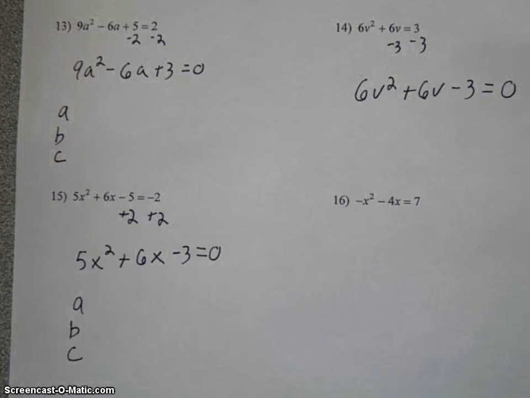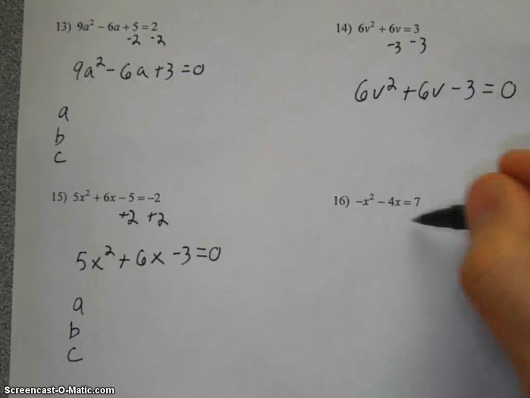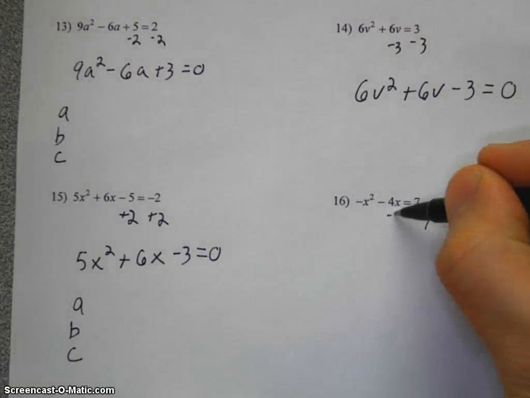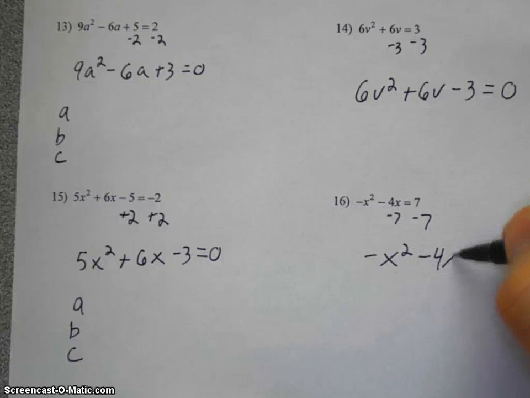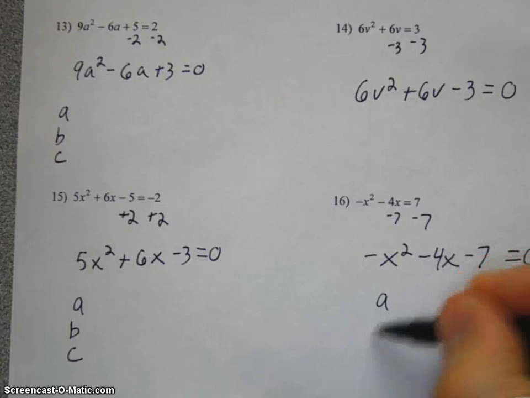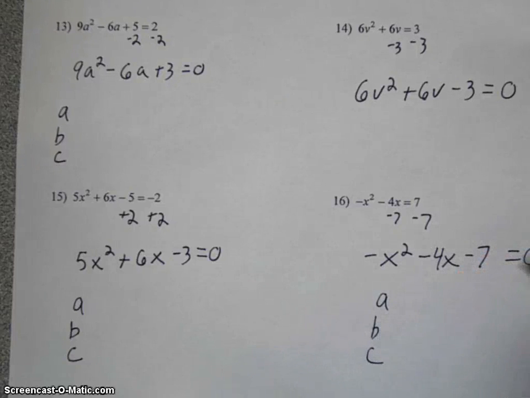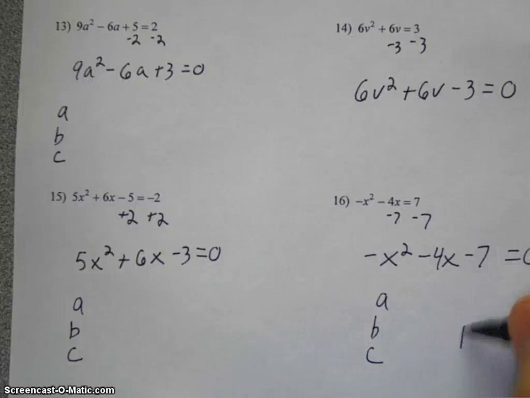If I have a negative answer, I know I have no real solutions. If I have a positive answer in my discriminant, I know I'm going to have 2 real solutions. And if I have a 0 as my discriminant, then I'll have 1 real solution. Again, subtract 7 from each side for 16. Negative x squared minus 4x minus 7 equals 0. Find my a, b, c and plug it in that discriminant. Again, that discriminant is b squared minus 4ac.